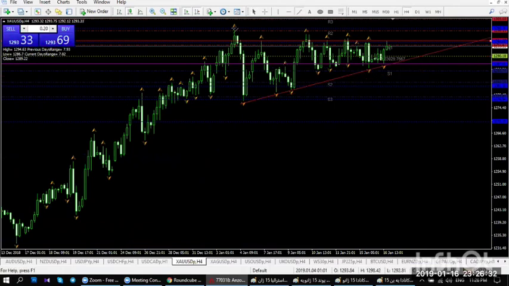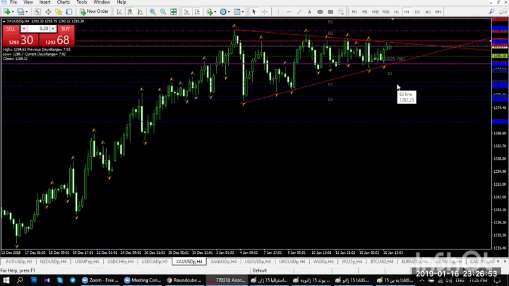Let's see where it breaks. If it breaks the top, it's going uptrend, and if it breaks the bottom, it's going downtrend.